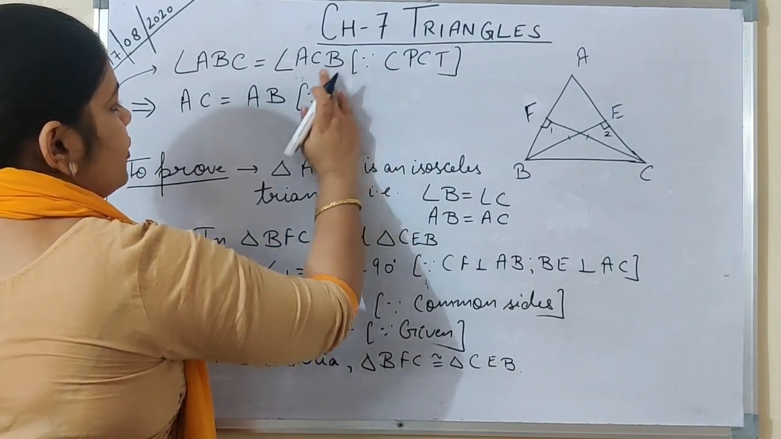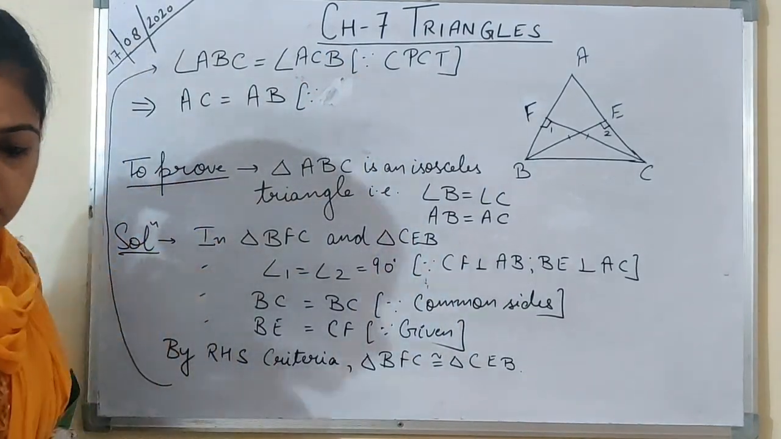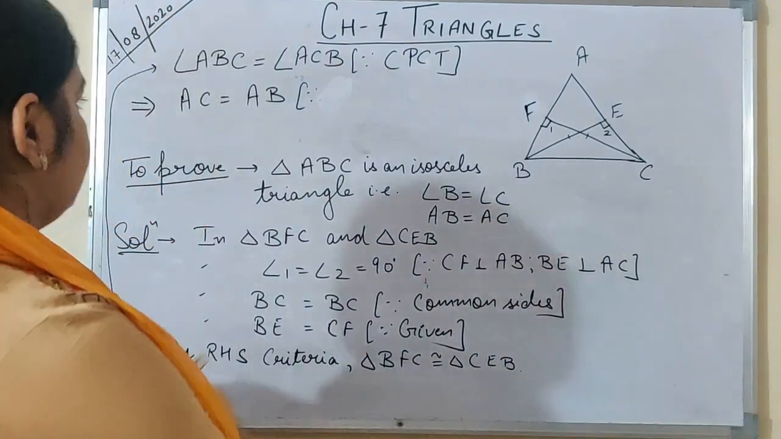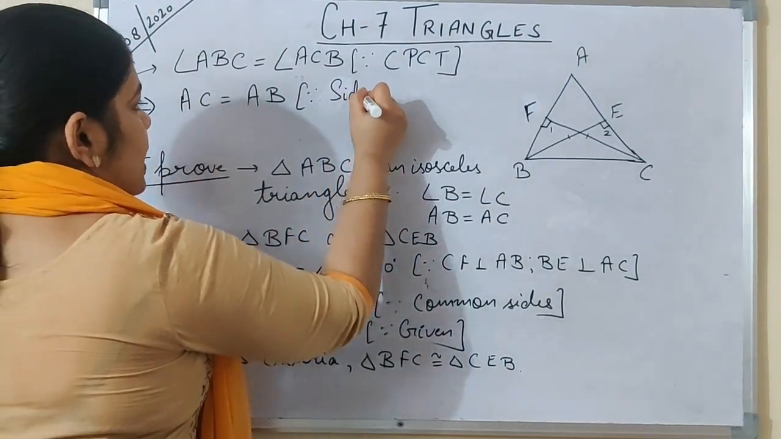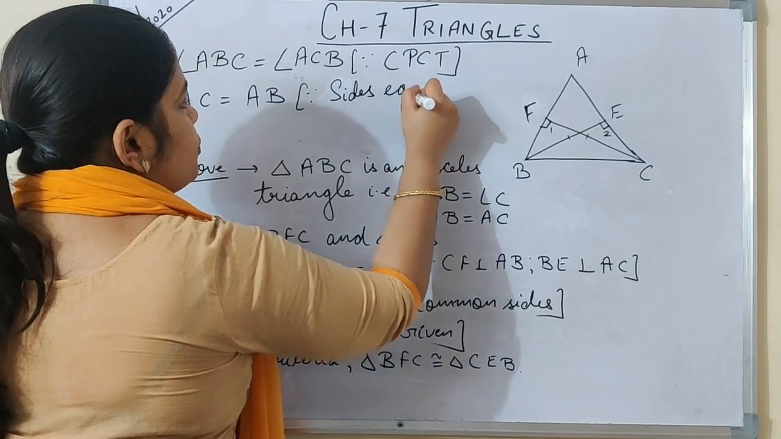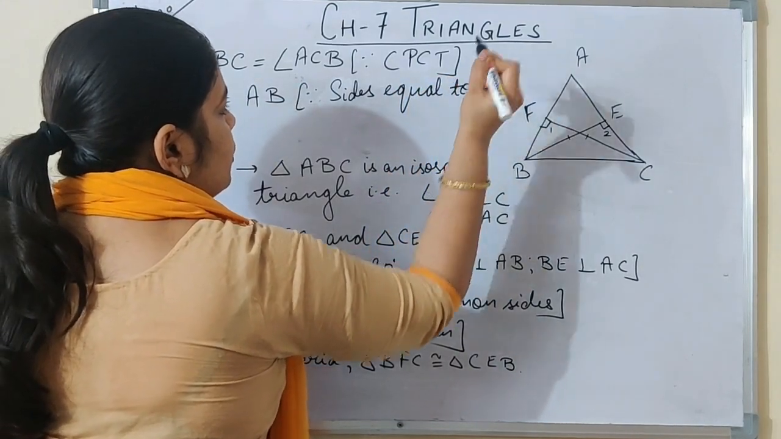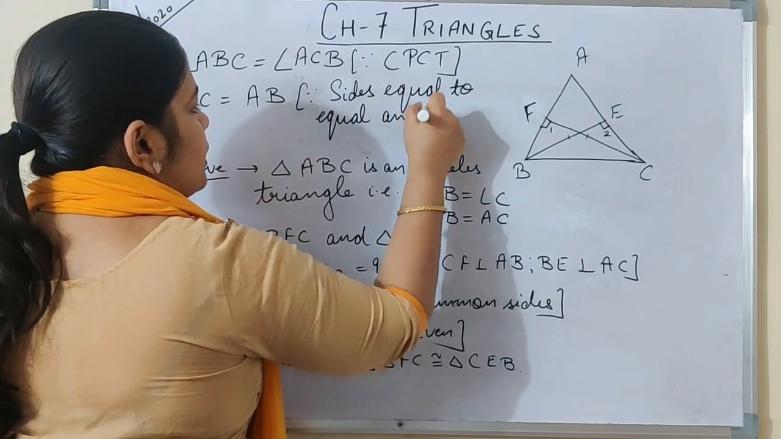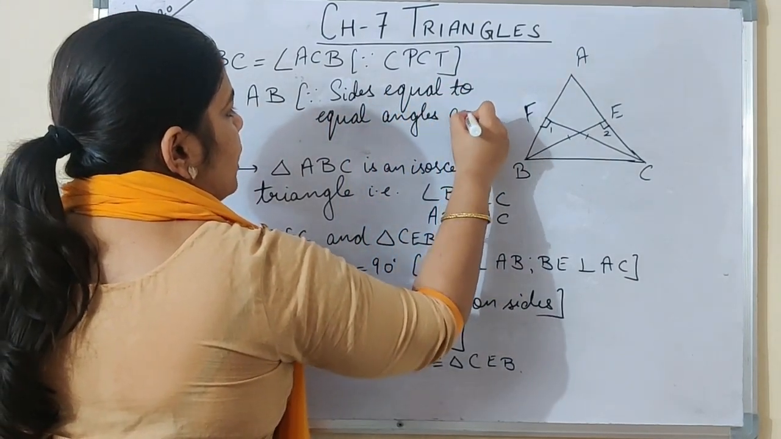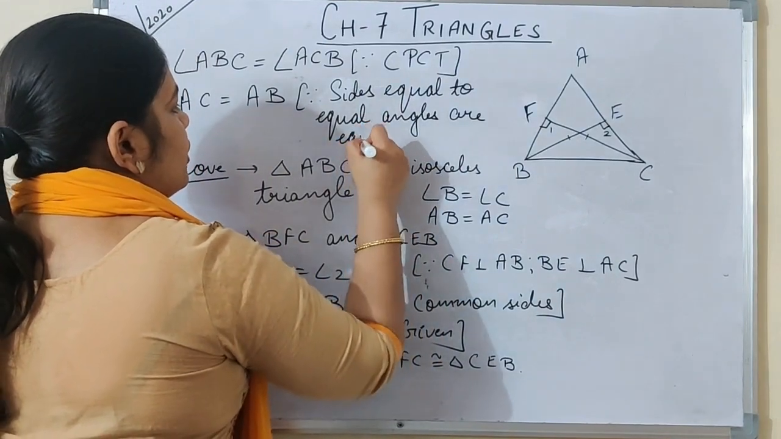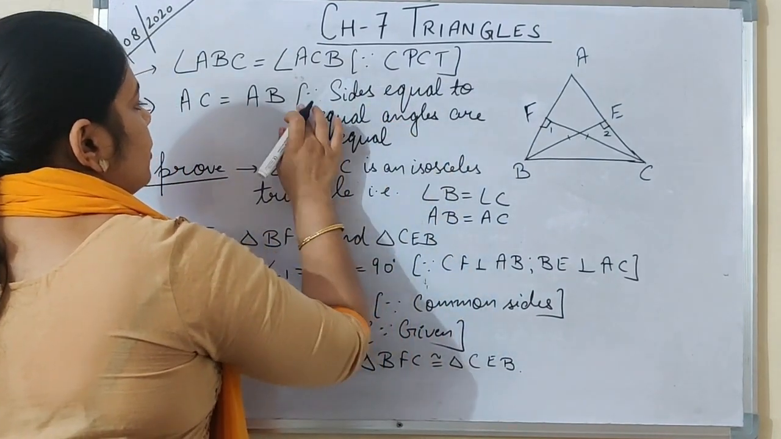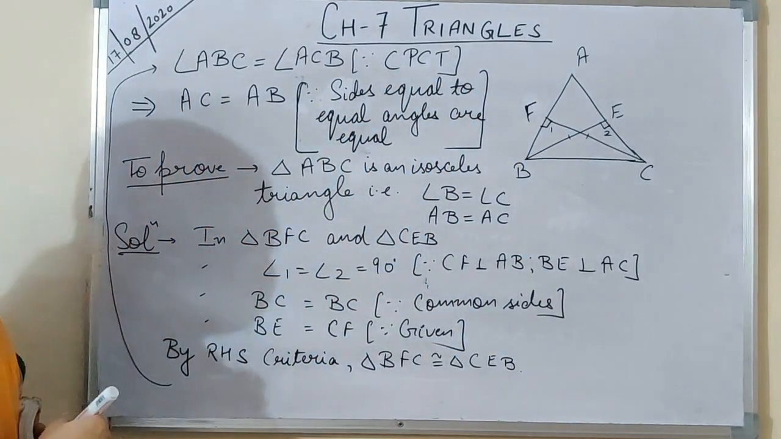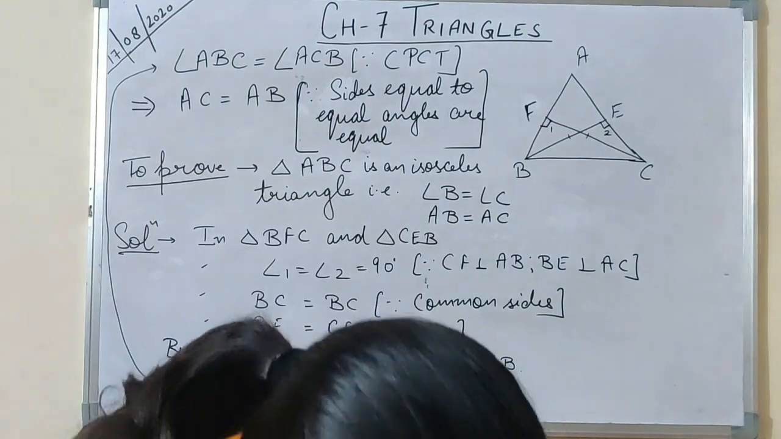sides, this theorem we are using for the first time: sides opposite to equal angles are equal. So, by this theorem, AC is equal to AB.